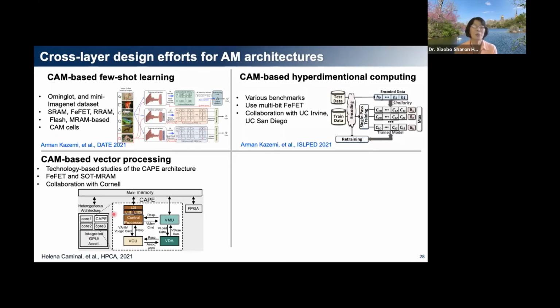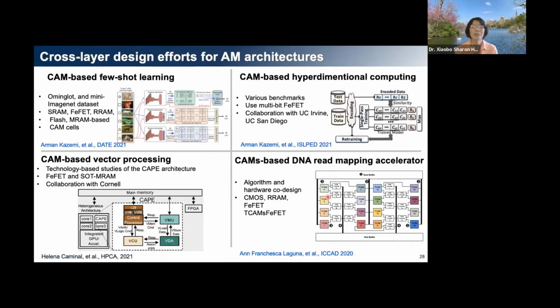Recently, there has been some work using content addressable memory to implement vector processing in parallel. This work was by our collaborator at Cornell, and it's published in a very recent paper. And we're actually working with them to see how these types of CAM designs for different technologies can be used to implement their architecture.